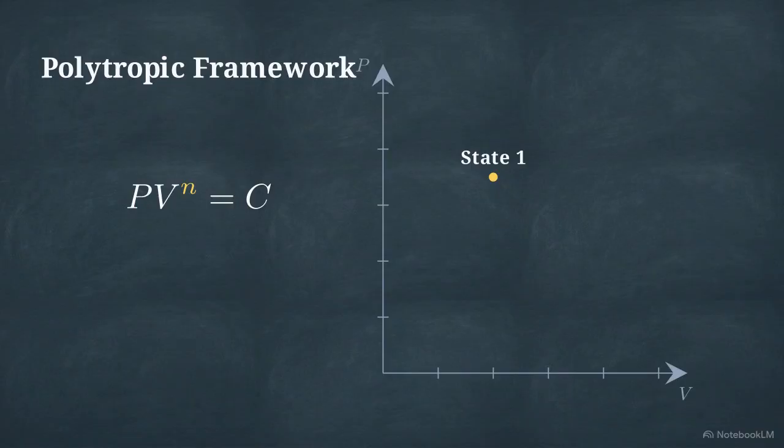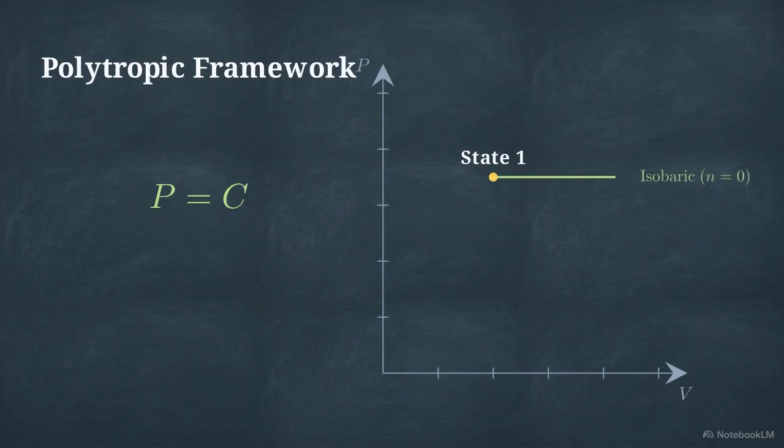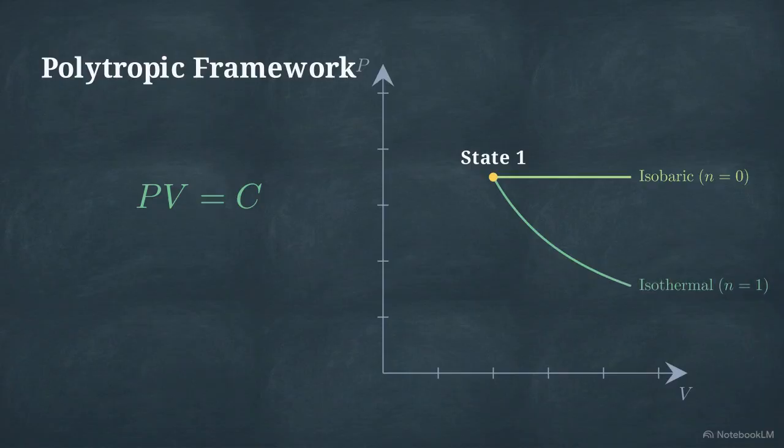Setting n to 0 removes the volume variable, leaving pressure constant and recovering our horizontal isobaric path. At n equals 1, we recover the isothermal curve of Boyle's law. Replacing n with the adiabatic index, roughly 1.4 for air, creates the steeper plunge of a zero heat transfer process.